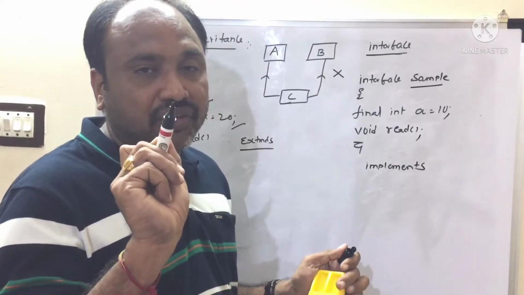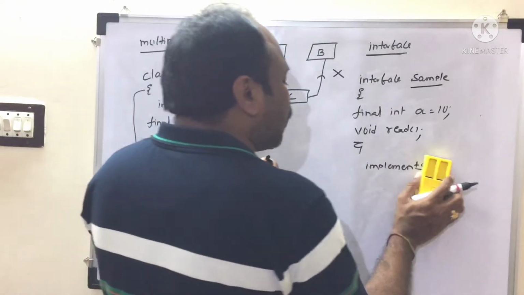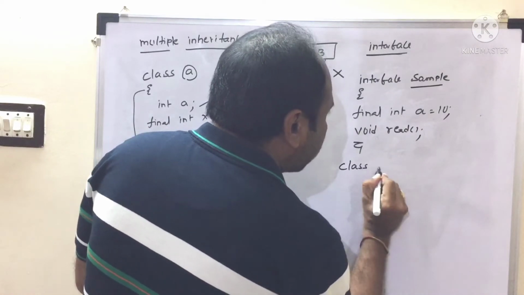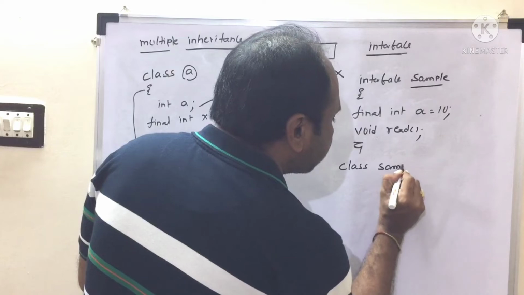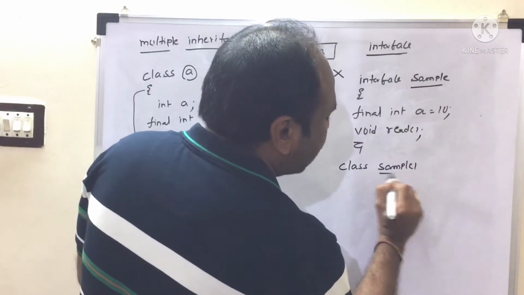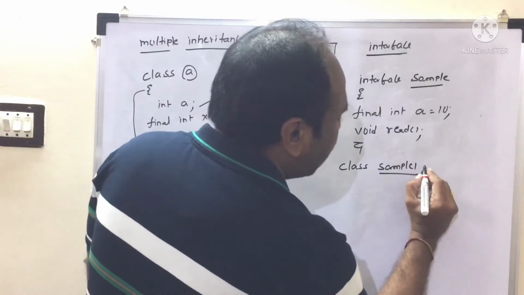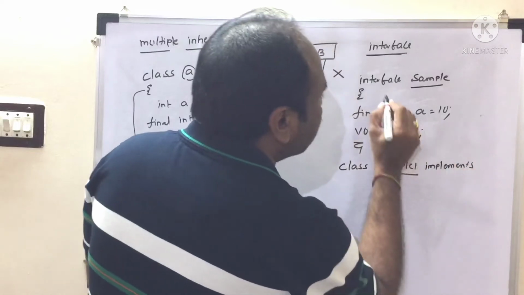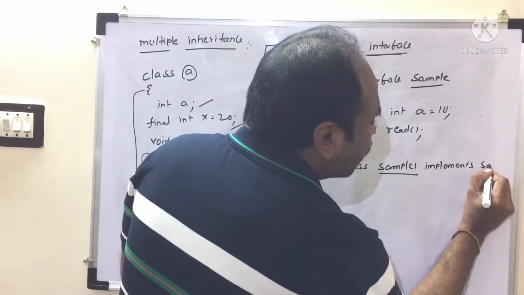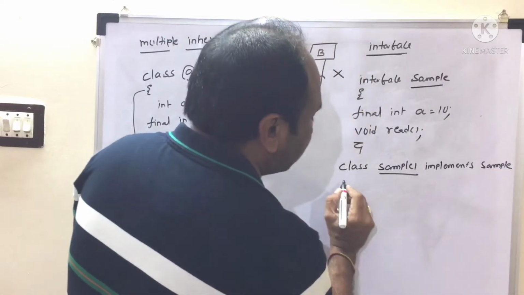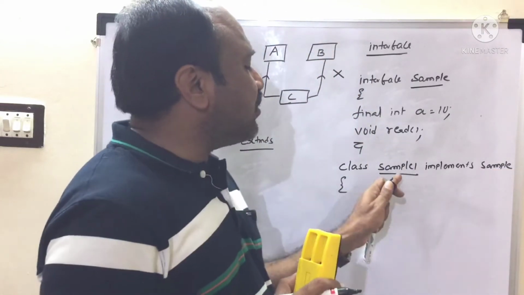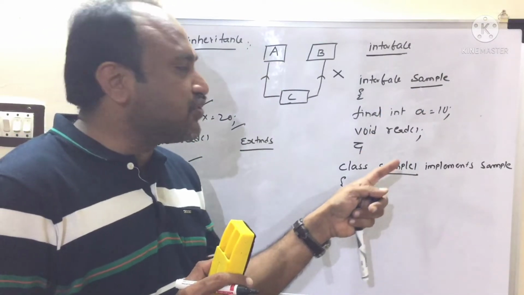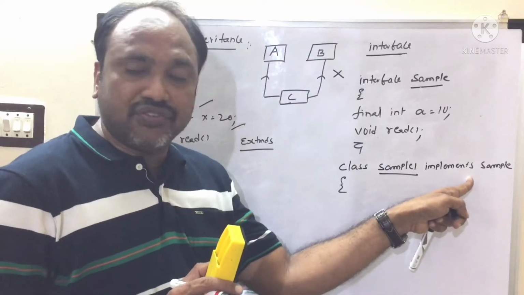But students, please all of you remember one thing. When you are going to create a class from an interface, for example, I am writing class sample1. To create this sample1 class from which interface? The sample interface, so we have to write implements. Sir, why are you writing the implements keyword? Just now I explained. I am creating the sample1 class from the sample interface. To create a class from an interface, we have to use the implements keyword.